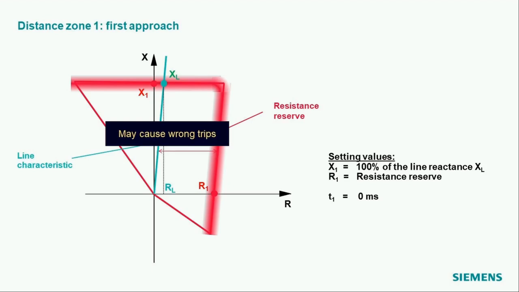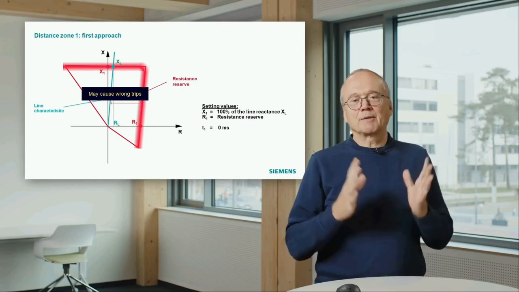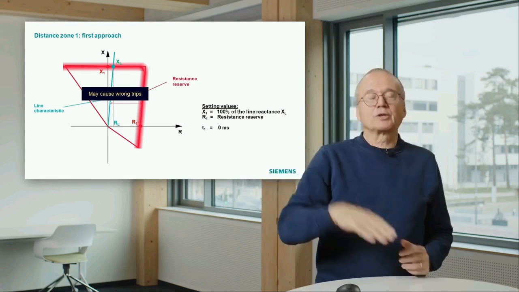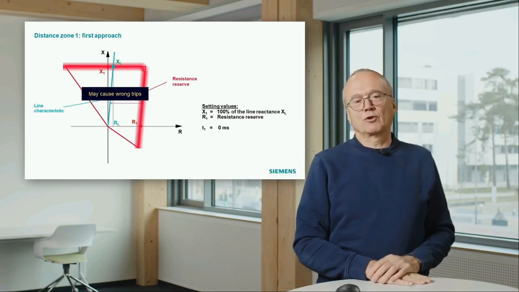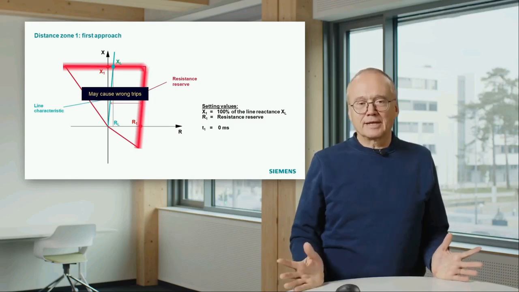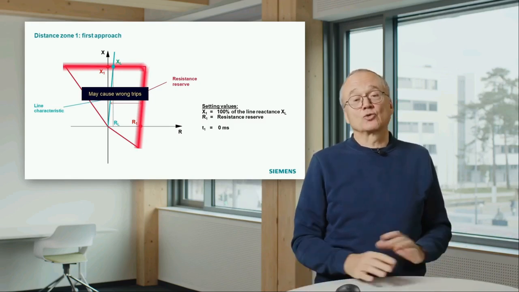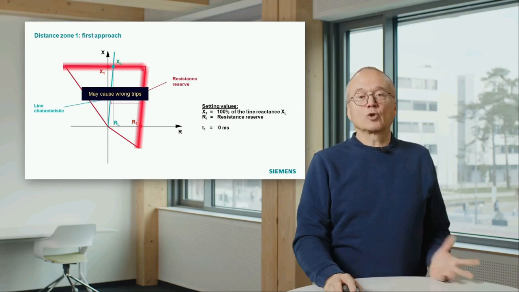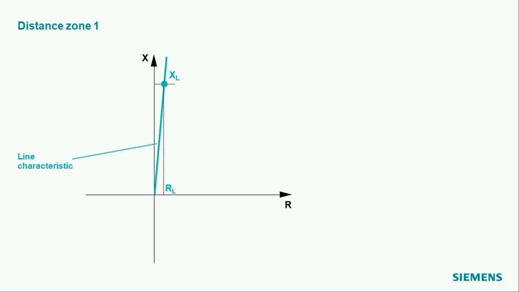Because a short circuit on the very beginning of the next line may be seen inside the zone with these settings. That means this approach of making the horizontal limit 100% of the line reactance doesn't work. It may lead to wrong trips, and that is why it is normally not used. So what can you do as an alternative?